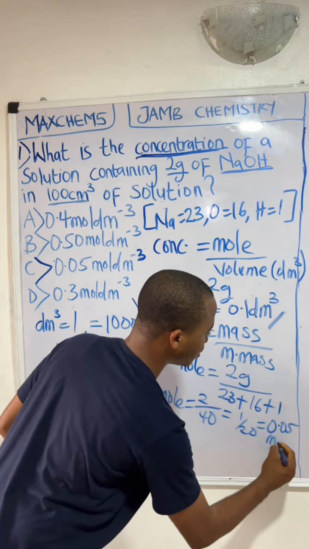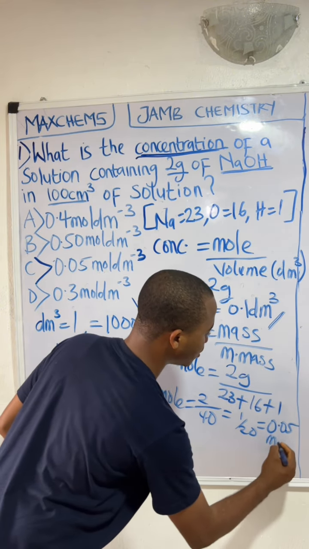So now we got our mole to be 0.05 moles. Now what we need to do is to put it inside our concentration formula. Concentration is mole over volume. I hope you know how we got this mole. We divided mass over molar mass. Our mass is 2 grams, and our molar mass is 23 plus 16 plus 1, which gives us 40, the molar mass of sodium hydroxide.